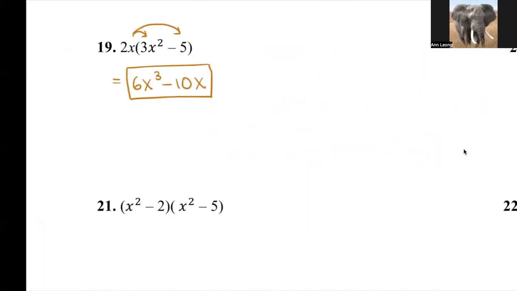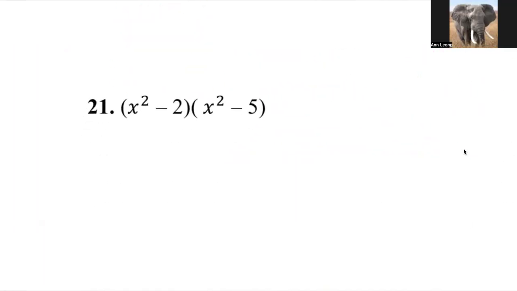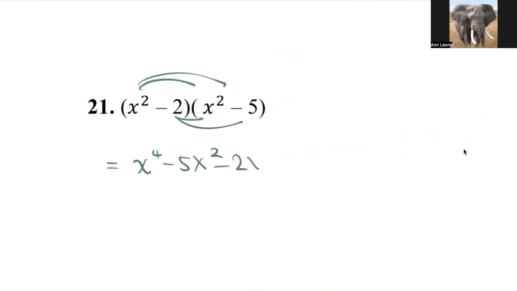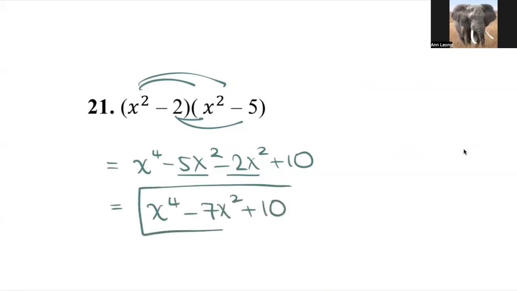All right, number 21. I'm going to FOIL this out. Gets me x to the fourth minus 5x squared minus 2x squared plus 10. Combine your middle two like terms, you get x to the fourth minus 7x squared plus 10.